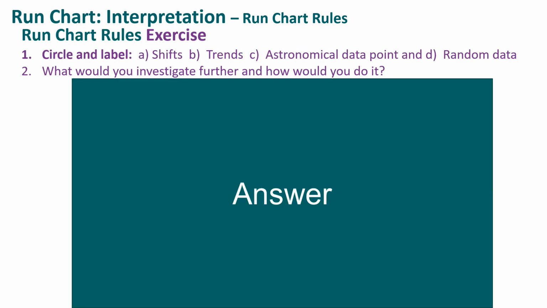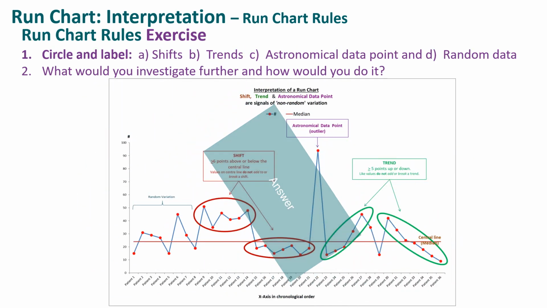So how did you go with the exercise? I'll reveal the answer. At the start of the chart, we had some random variation. Then we had 2 shifts and an astronomical data point, that way off figure, and then 2 trends, a trend going up and a trend going down. So the shifts, the astronomical data point, and the trends, that's what you should investigate further. How you would do that, you would look at those patients that created that data and look to see what was happening at that time.